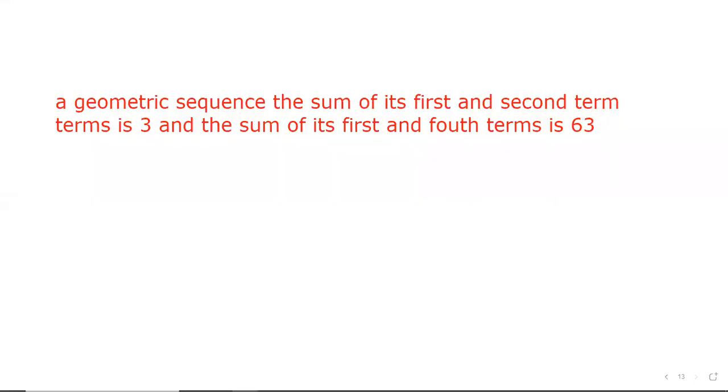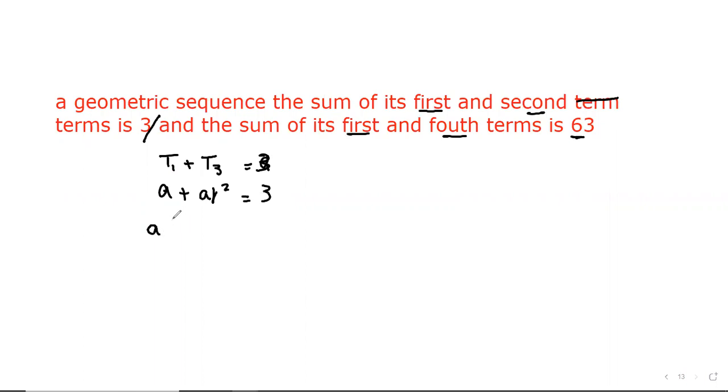A geometric sequence, the sum of its first and second terms is 3. And the sum of its first and fourth terms is 63. Find this geometric sequence. Because the sum of the first and second terms is 3, so T1 plus T3, we'll write 3. And T1 is A, plus T3 is AR to the power of 2 equals 3.